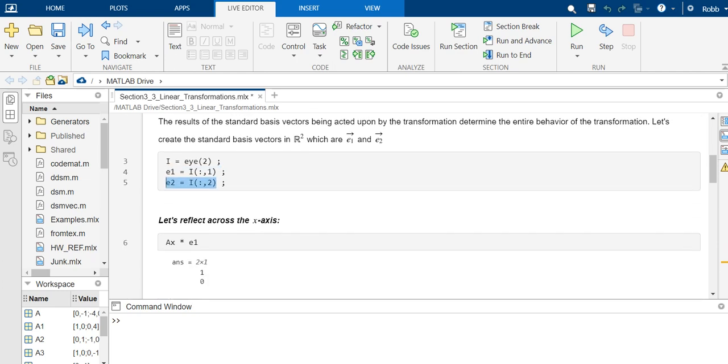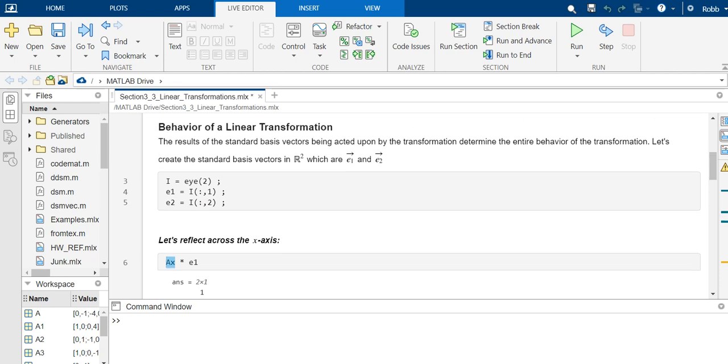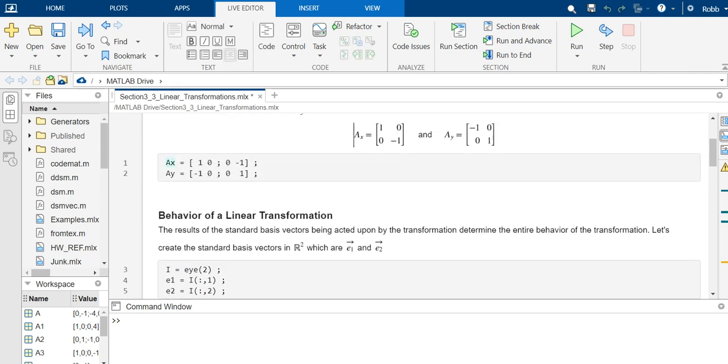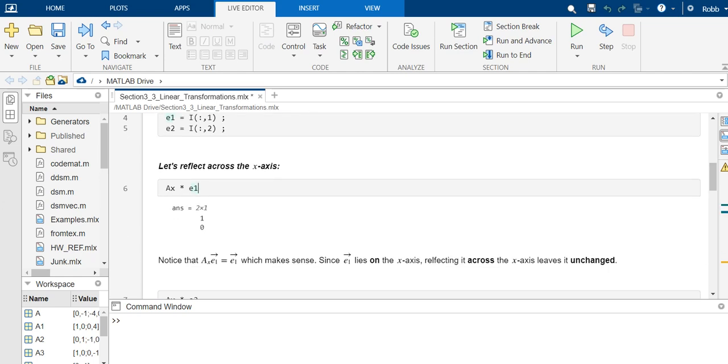And if we're going to reflect across the x-axis, we're using this matrix A sub x, all right? So we're just using this one, all right? And if we multiply the reflection across the x-axis, that matrix that does that, times E1, what happens? Well, it turns out that E1 is unchanged.